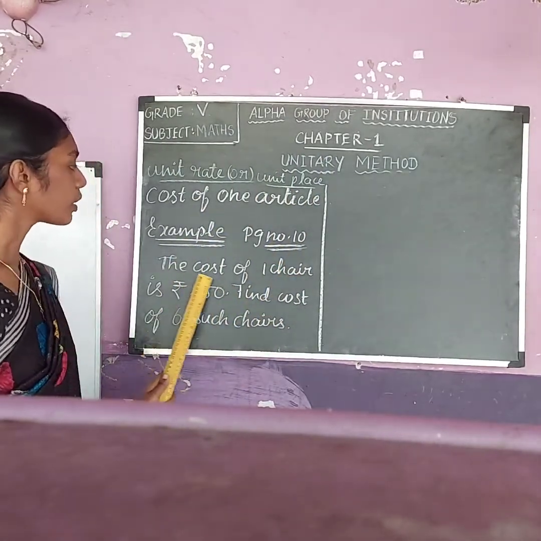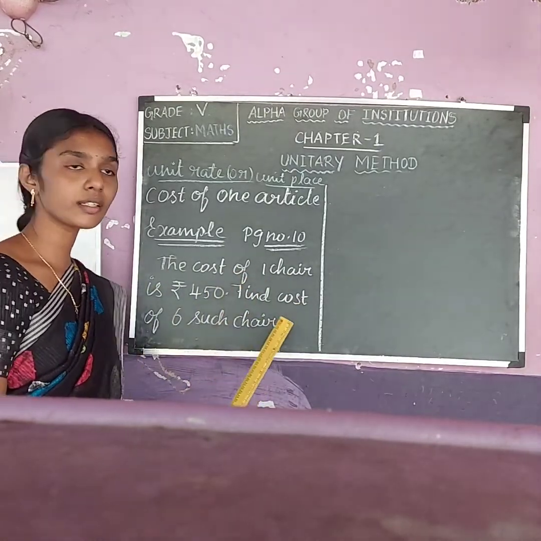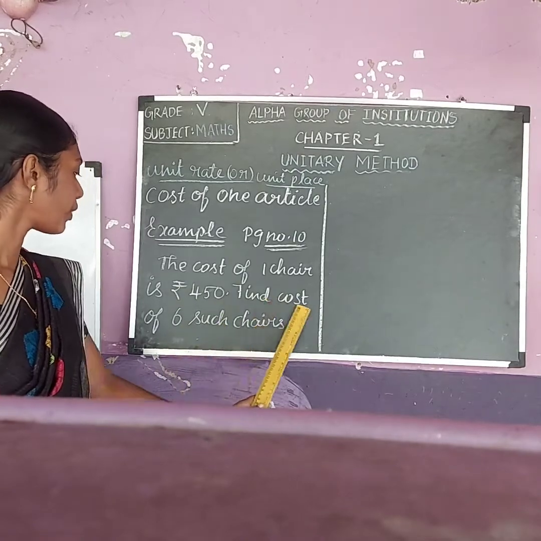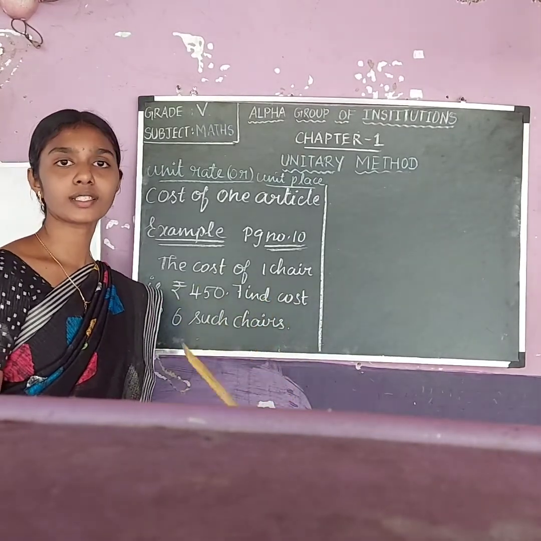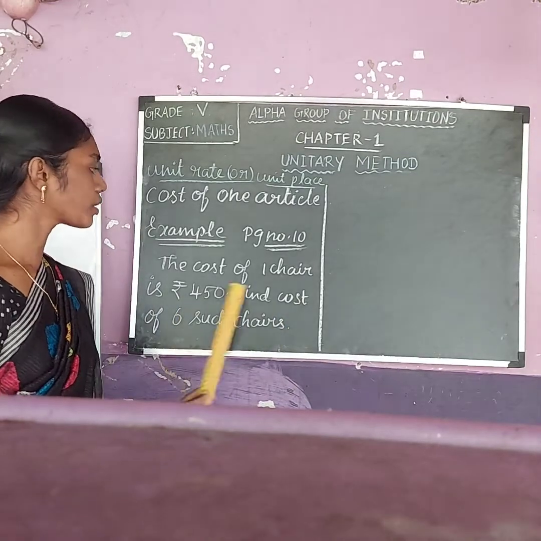They have given that the cost of one chair is rupees 450. Find the cost of 6 such chairs. They have asked us to find the cost of 6 chairs, but they have given the cost of one chair.